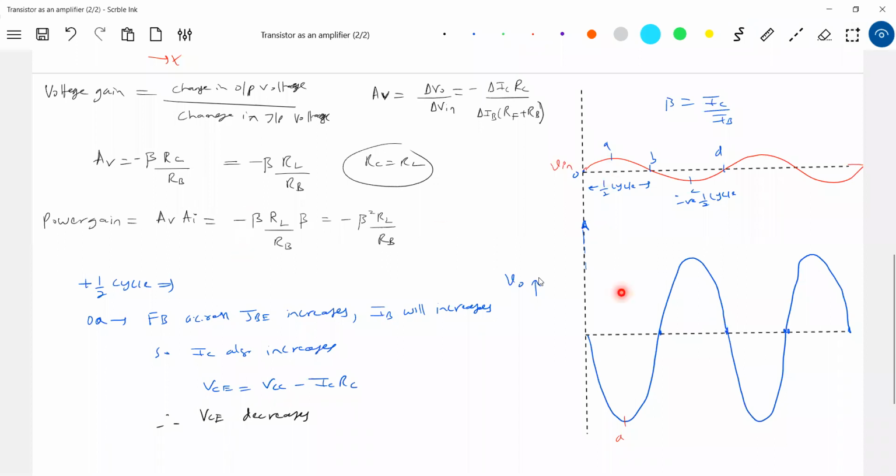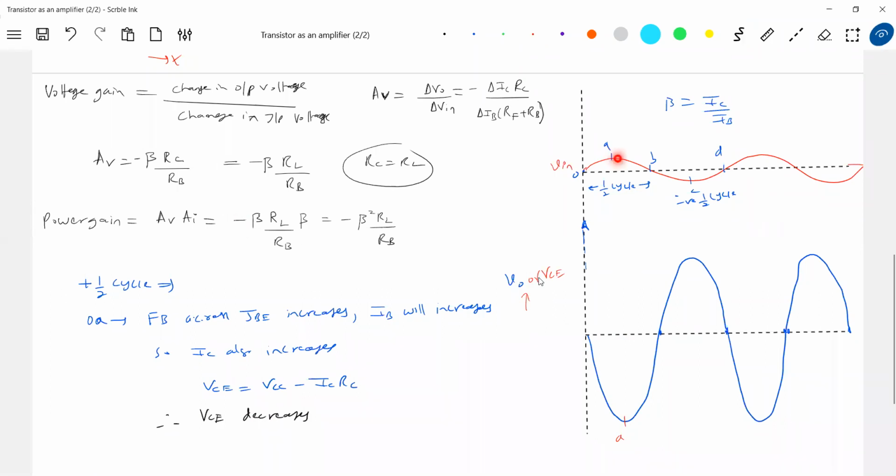If this is the input signal, what will happen to the output signal? The same input signal got amplified, but it got inverted. Why that inversion? Mathematics has already shown it. I'm explaining using this graphical approach what actually happens inside the circuit. Got this one, no? VC decreases, so the curve will take shape like this. I think this clears most of your confusion. No problem.